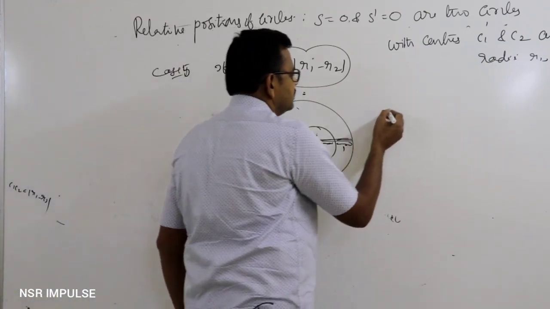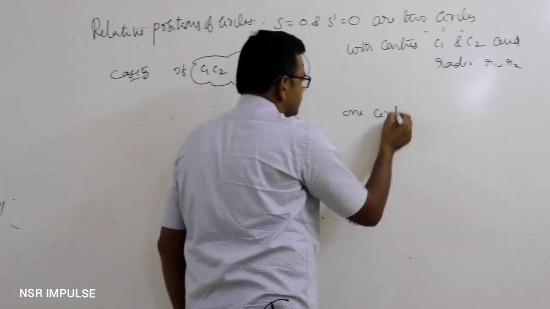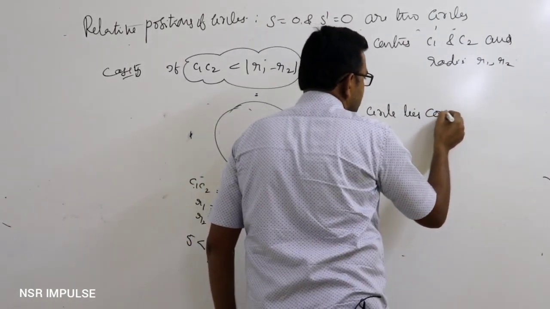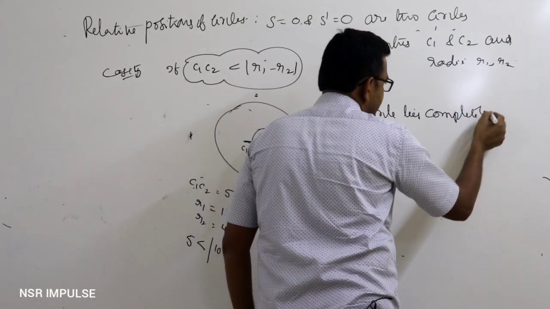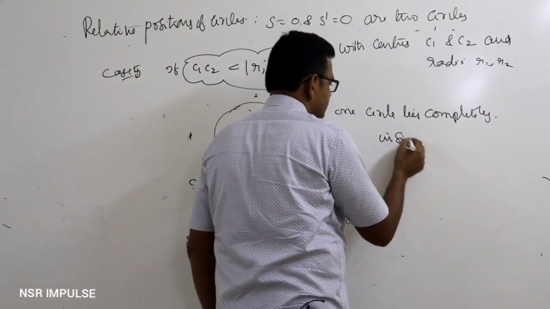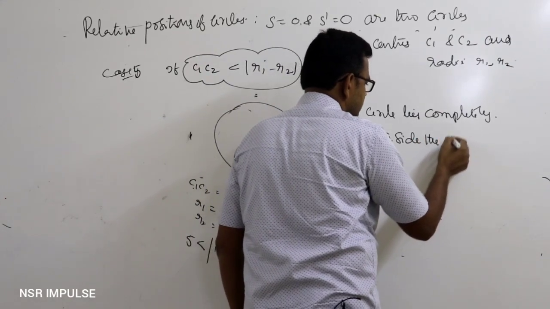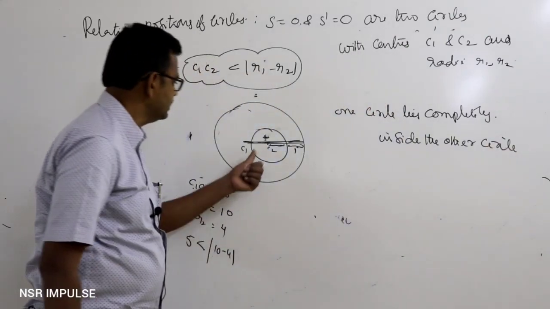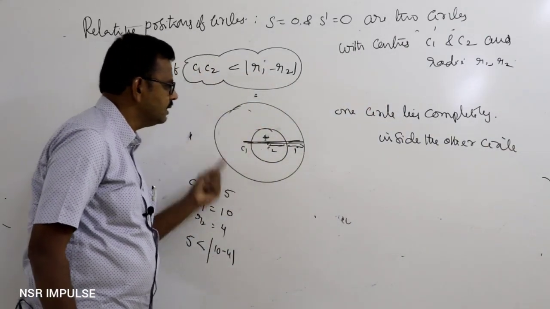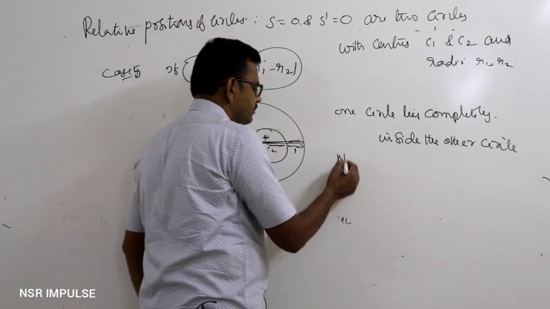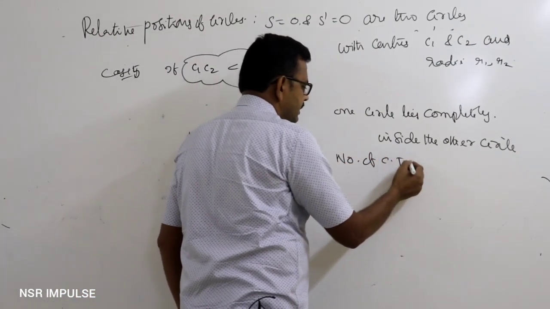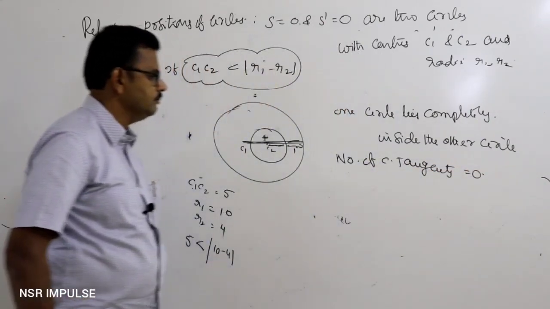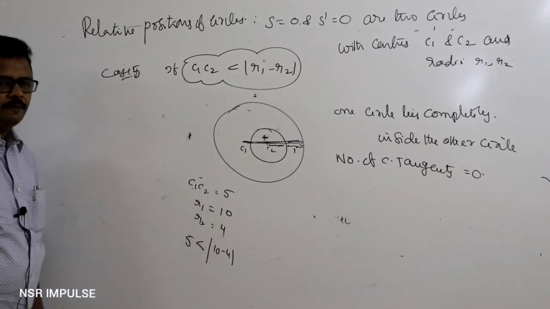In this case, one circle lies completely inside the other circle. So in this case, the number of common tangents is 0.